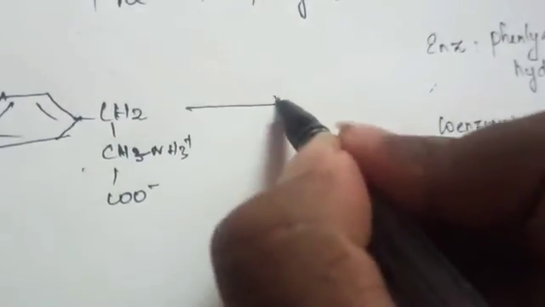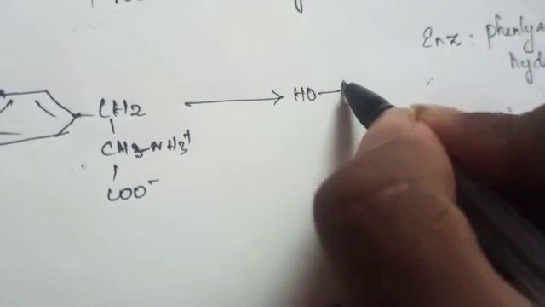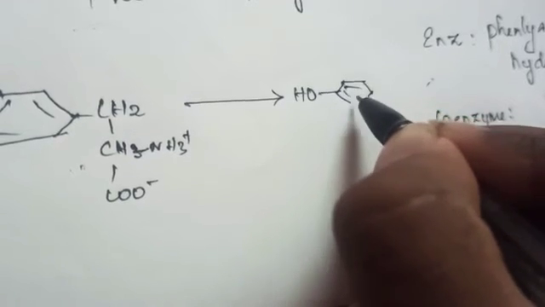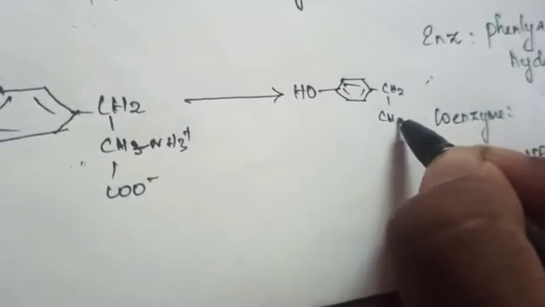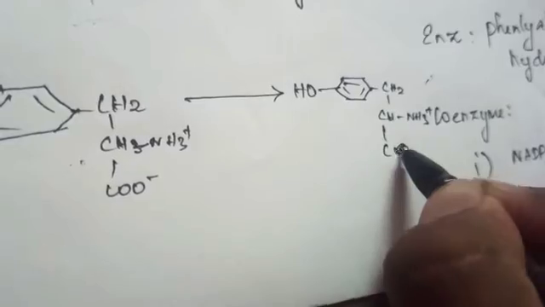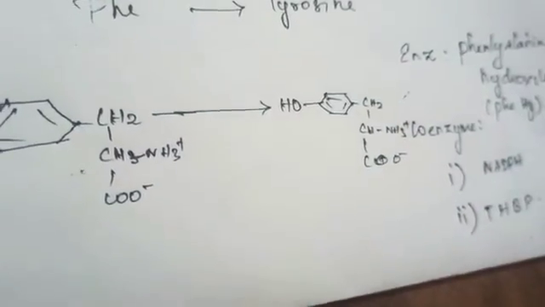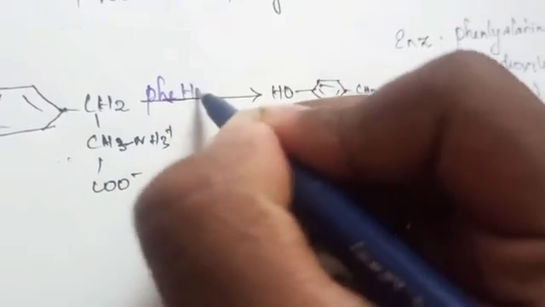Okay, and this will get converted into tyrosine. What is the structure of tyrosine? Actually, the addition of OH to phenylalanine is nothing but the structure of tyrosine. Okay, and CH2, CHNH3+, COO-. Okay, I will call this enzyme PHEHY, for my sake. The enzyme here is phenylalanine hydroxylase.